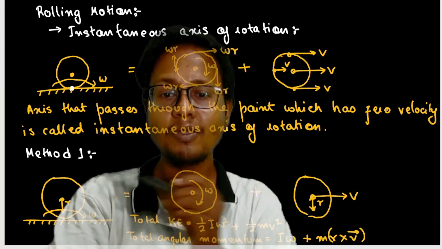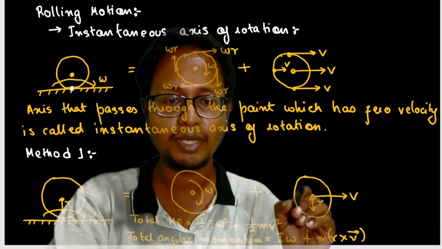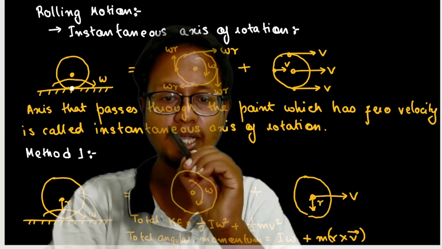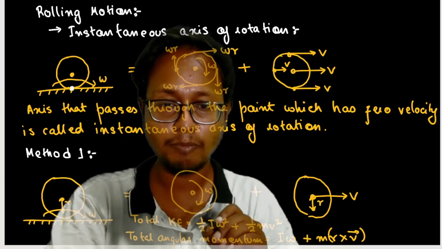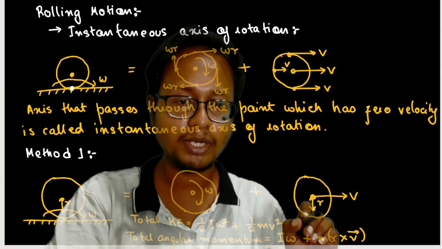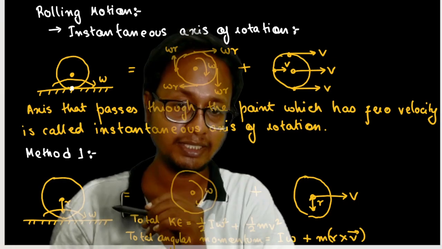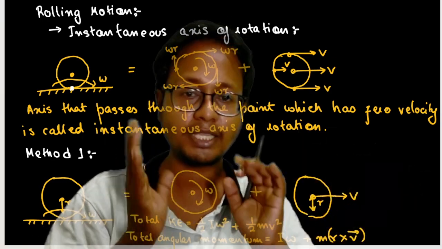Okay, what is the velocity at this point? It is nothing but omega r plus v. Velocity at this point, the bottommost point, is nothing but omega r plus v, which means the vector summation. Omega is in this direction, velocity is in this direction, so you have to subtract them both.